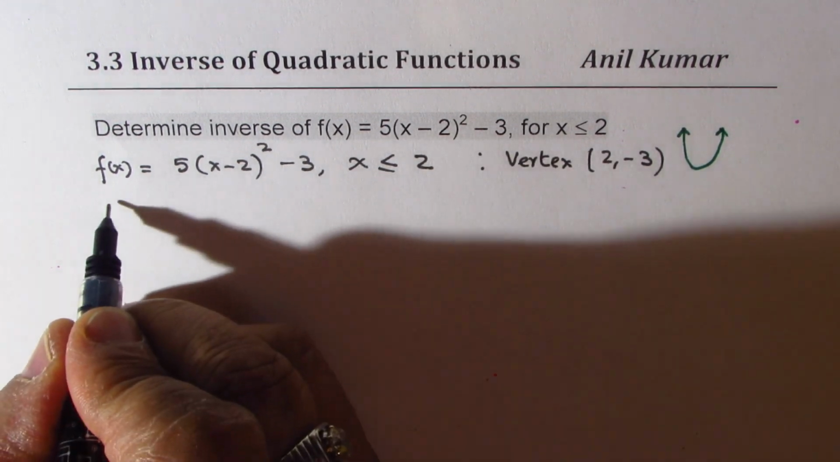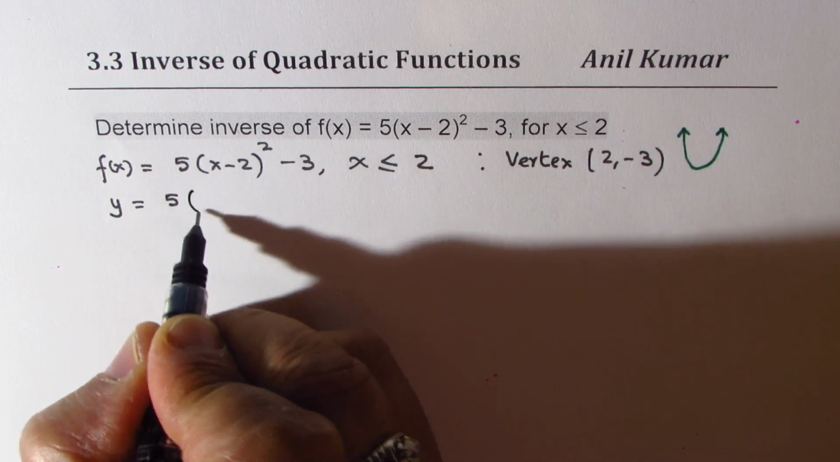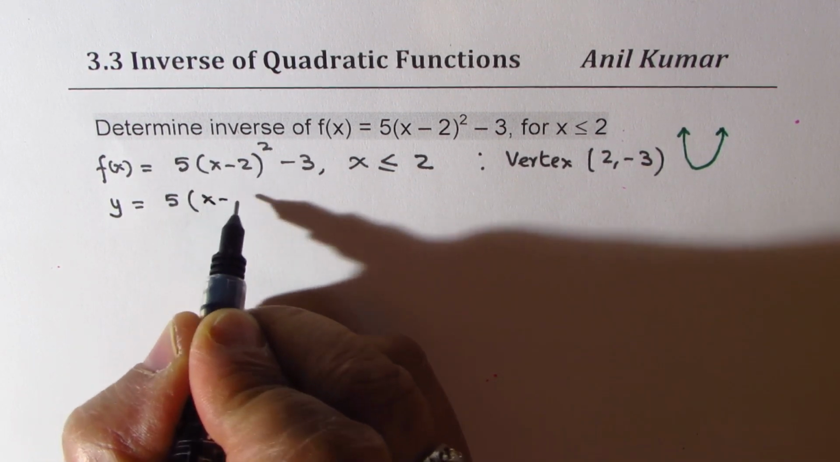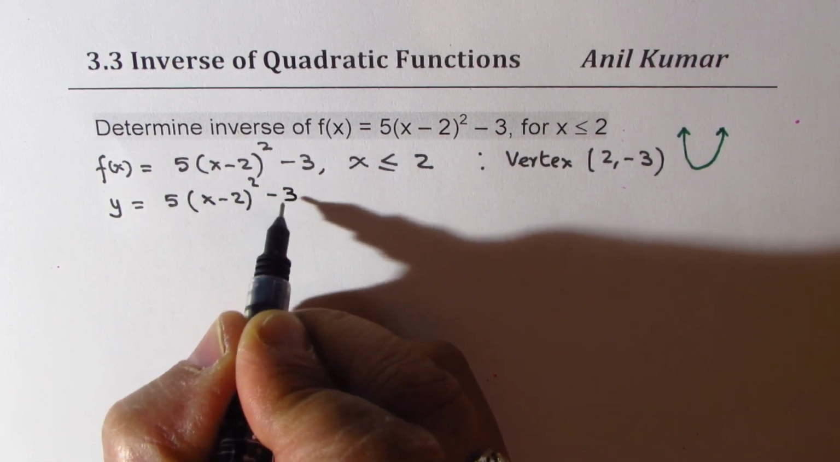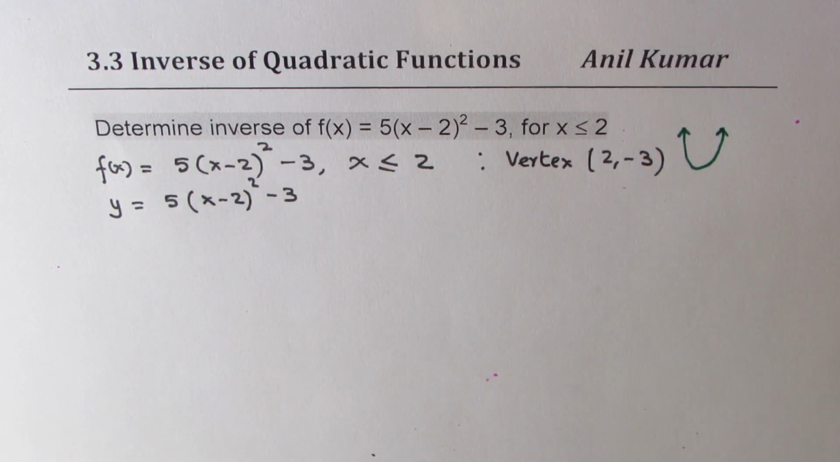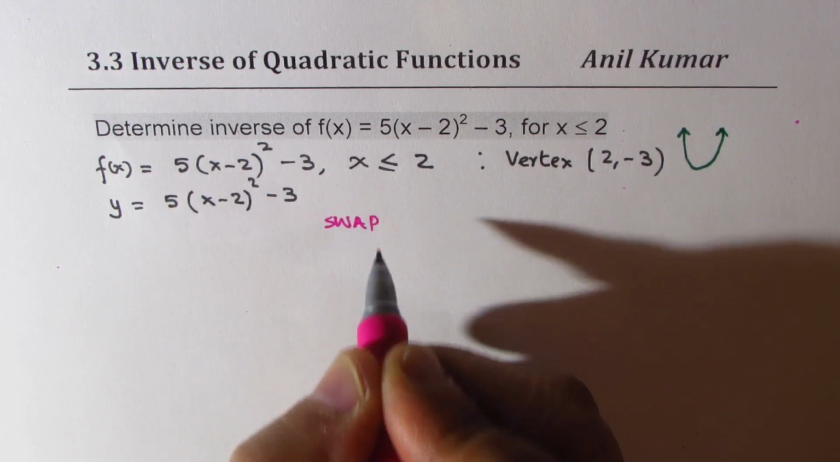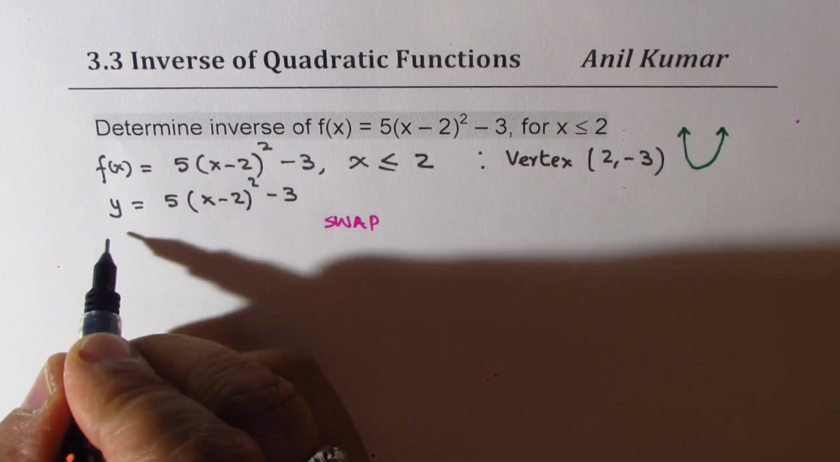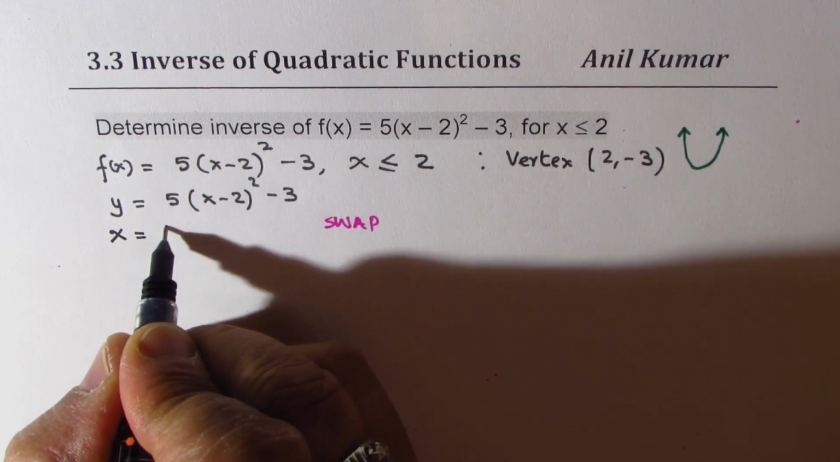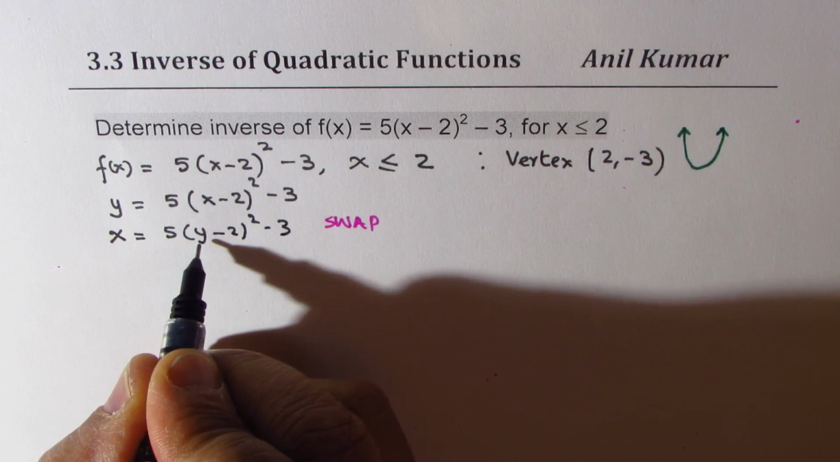To find the inverse, we'll first write the equation in terms of y and x, which is 5 times x minus 2 whole square minus 3 is equal to y. Second step is to swap. So now we will swap x and y, right? That is to say, we'll write x for y and y for x. Now we'll solve for y.